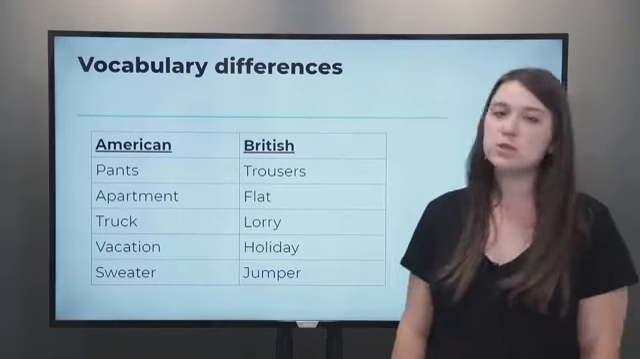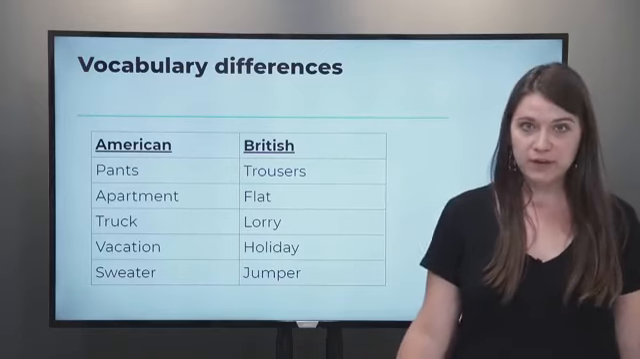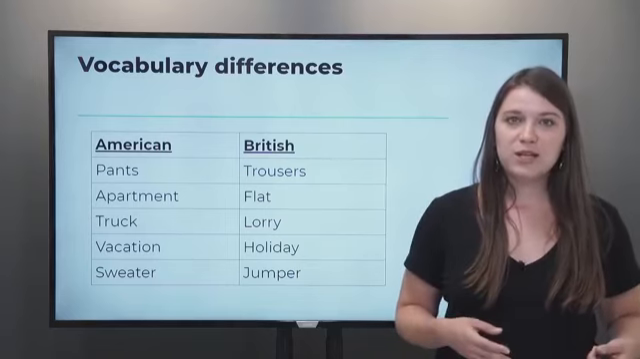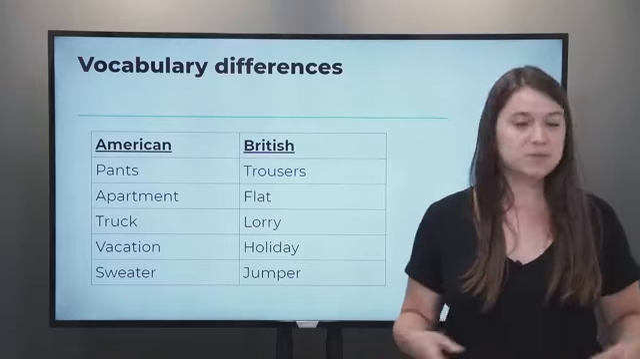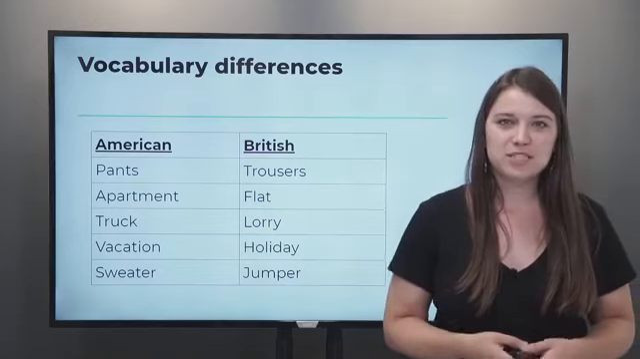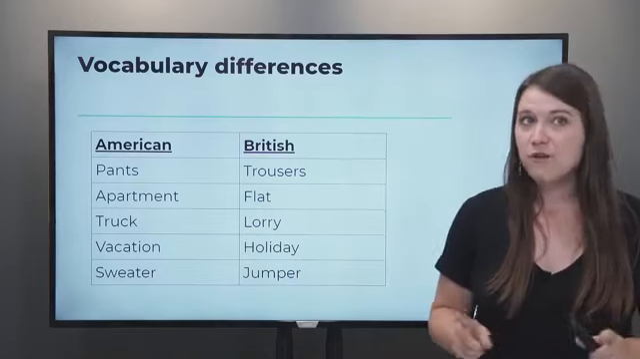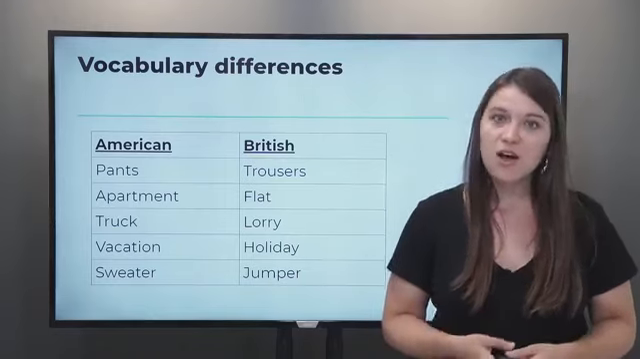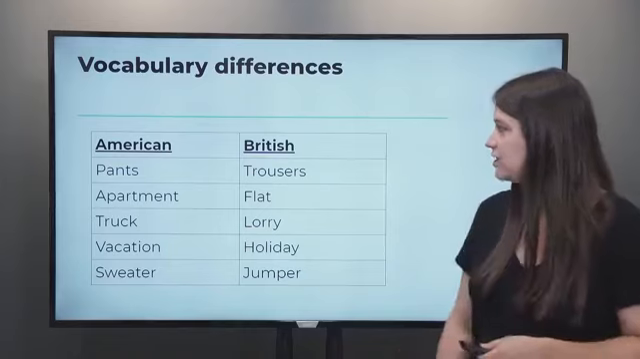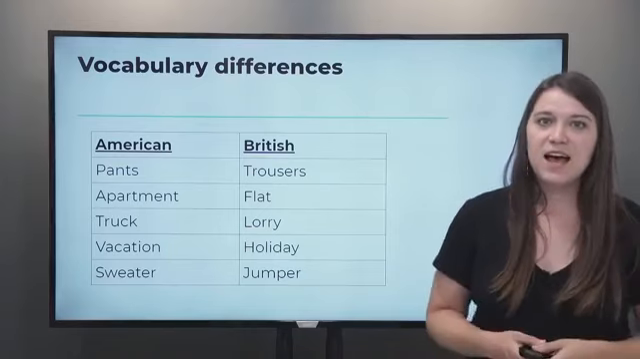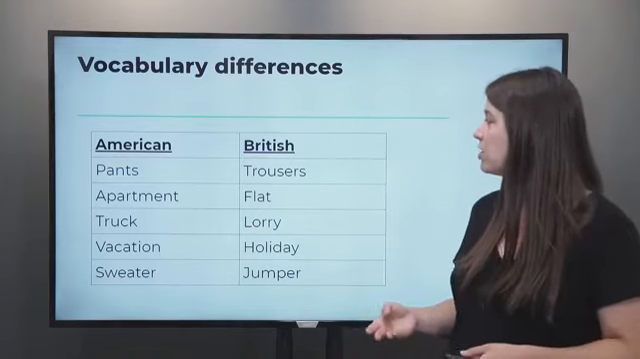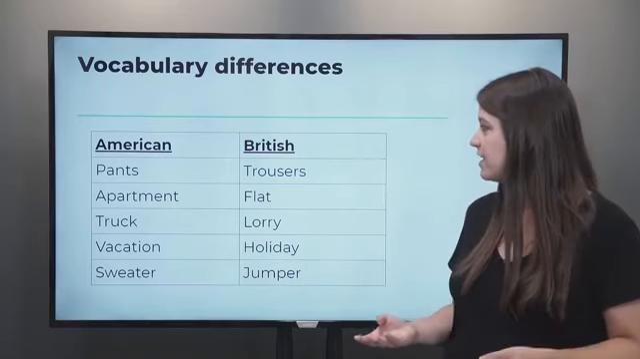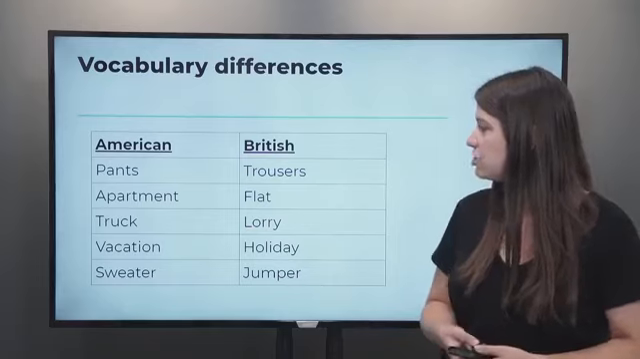All right, first we have differences in vocabulary. Actually, Americans and British people call things by different names. Not all of them, obviously, but here are some of the main differences. For example, in American English, your pants are called trousers in British English, okay? An apartment is called a flat, all right? A truck is called a lorry in British English.